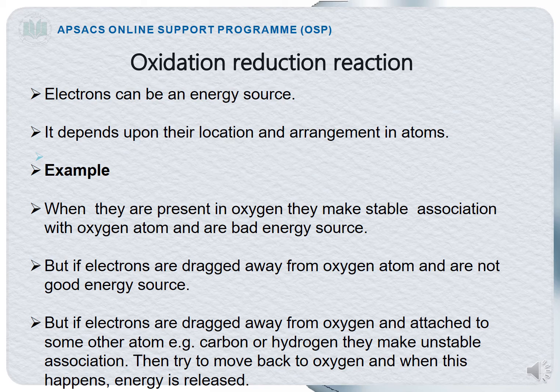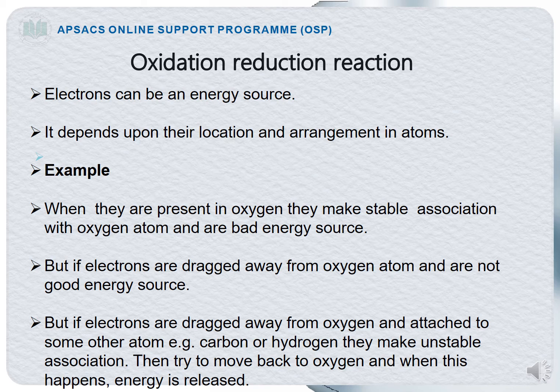Now when they are present in oxygen, they make a stable association with the oxygen atom and are a bad energy source. If one oxygen atom is making an association with another oxygen atom, that association will be very stable. So it cannot be a good source of energy. If something is stable, how can it release or give or produce energy, as it is already in a stable association? So if one oxygen is combining with another oxygen, it will be a bad source of energy as it is forming a stable association.